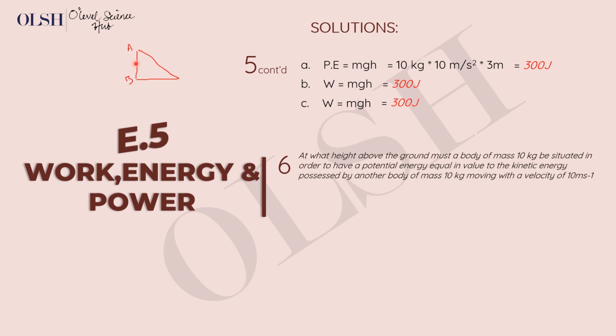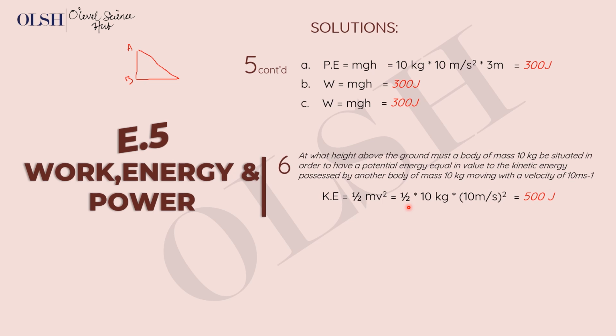So the last question, at what height above the ground must a body of mass 10 kg be situated in order to have a potential energy equal in value to the kinetic energy possessed by another body of mass 10 kg moving with a velocity of 10 meters per second? So let's first of all find the kinetic energy of this 10 kg mass. All right, so if we do that, we're going to have kinetic energy equal to half mv squared. All right, if we bring in those values, we have half times 10 kg times velocity, which is 10 meters per second, all squared. Okay, so if we simplify that, we're going to have 500 joules.